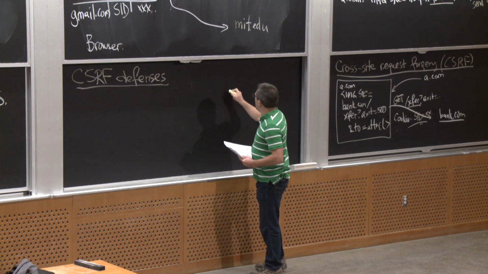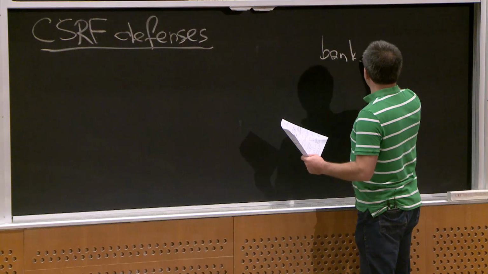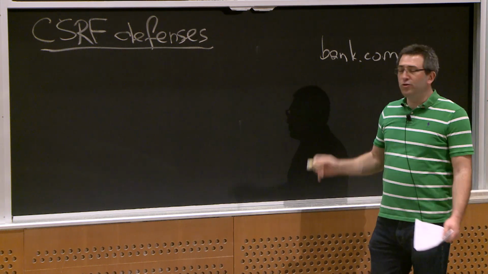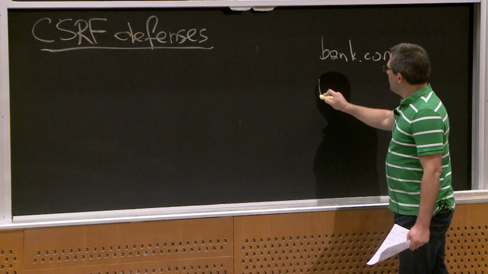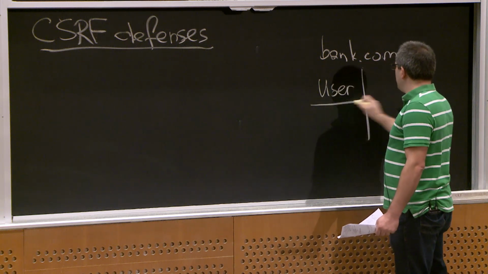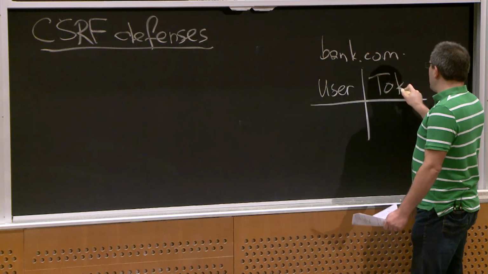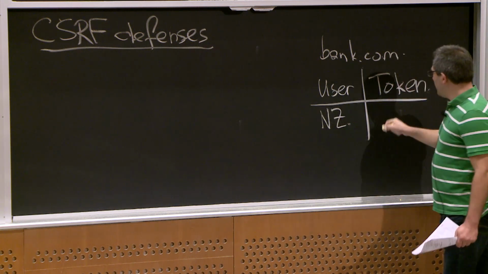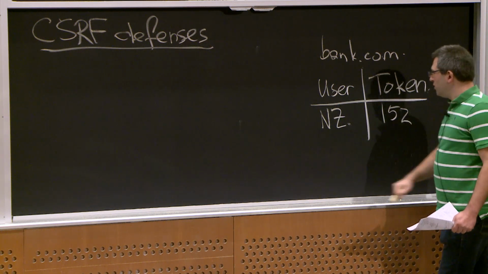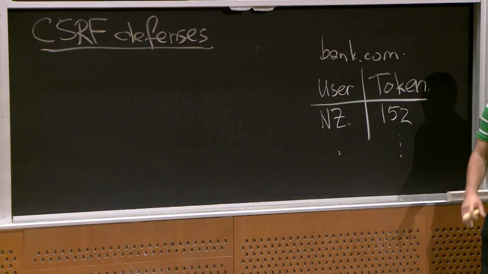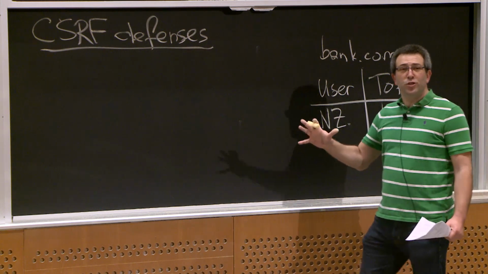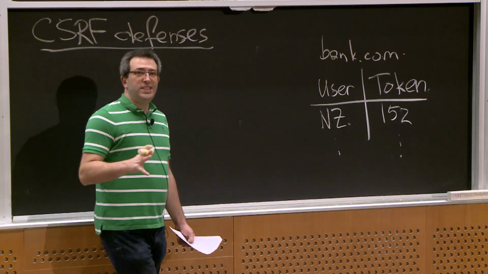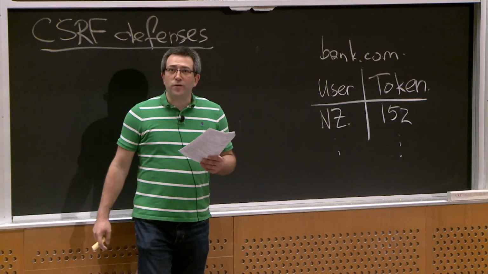So we'll have our website here, bank.com. And the websites now are responsible for storing extra state to deal with this CSRF problem. So the server is going to store a table of all the users and some kind of a randomly generated token for that user. So maybe for Nikolai, the token is 152, and for every user, there's another different random token. This is in addition to the usual cookies and passwords and all the stuff that you're already going to have. So you're going to store this extra CSRF token for every user on the server.